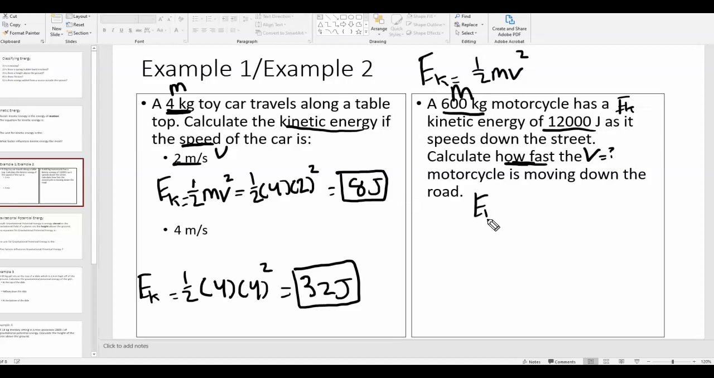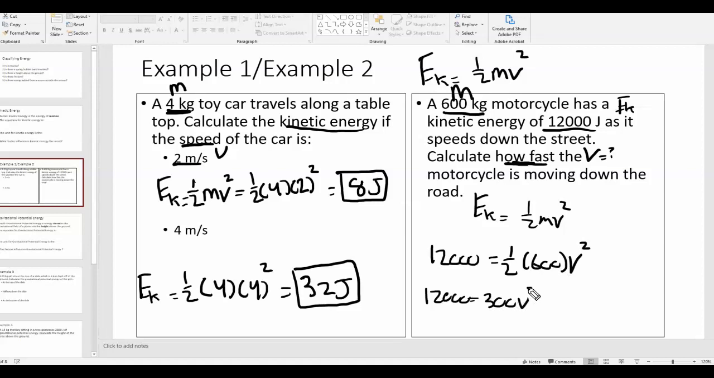So I take my equation, EK equals 1/2 mv squared. I'm going to substitute. For EK, I'm going to put in 12,000. That's equal to 1/2 times the mass, which is 600, times V squared. I can simplify this a little bit because I can multiply a half times 600 and get 300. And then I ask what's being done to V, because I want V by itself, because that's what the answer is going to be.